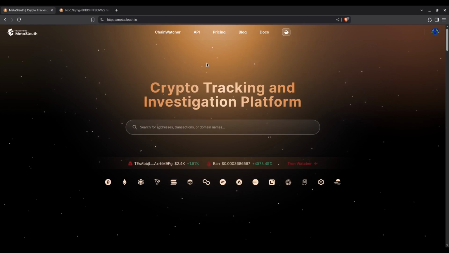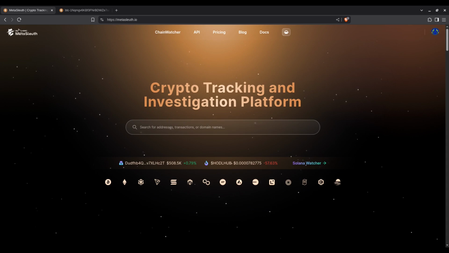When it comes to tracing complex transactions, graphical tracing tools make the job much easier. In this video, I'm going to show you how to trace Bitcoin transactions using graphical tracing tools. We'll cover Metasleuth, analyzing one case related to stolen funds.